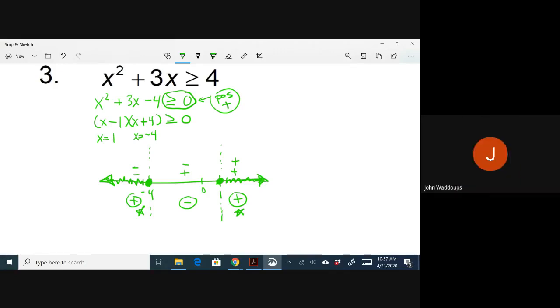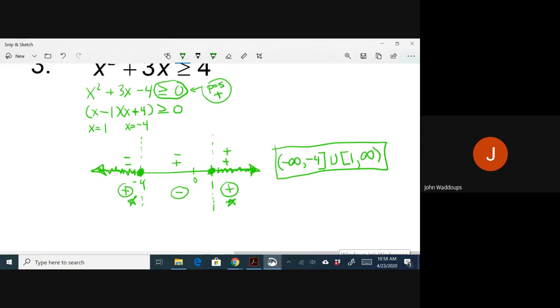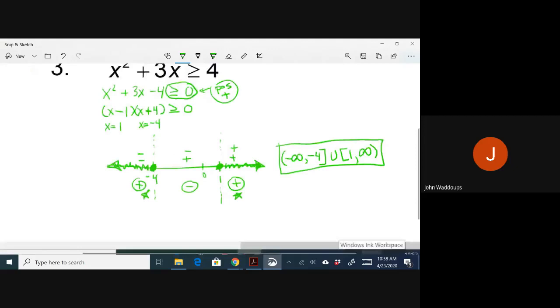Oh, excellent. So now we've got, on the left, negative infinity to negative 4, with the union of 1 to positive infinity. And that's our solution set, both of those intervals together. Does that make sense? Yep.